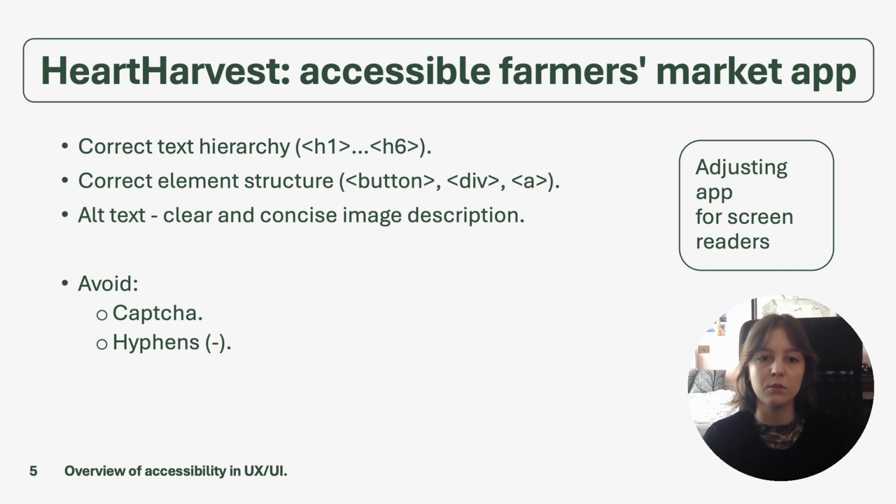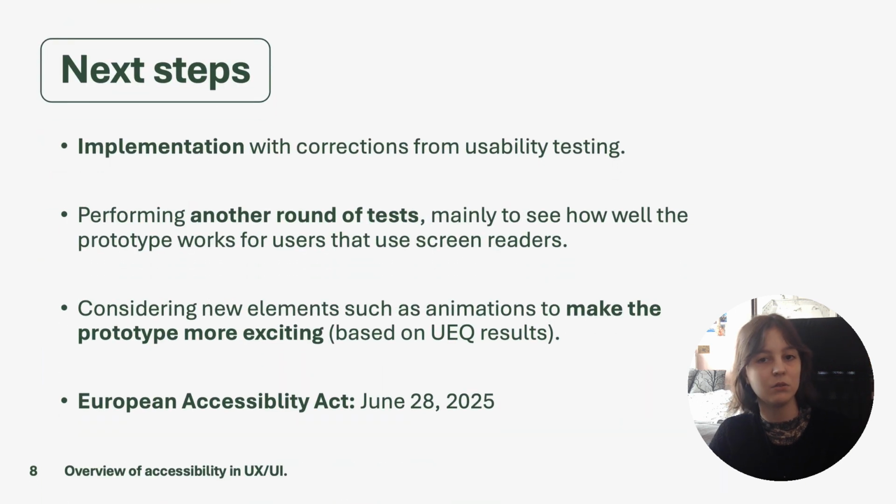The user also gave me some tips for how to adjust apps for screen readers from his own viewpoint. It's important that, if possible, we avoid CAPTCHA because it's very difficult for screen readers to interpret, and also avoid hyphens as much as possible because it can be difficult for the user to listen to. We also have to add alt text to our images, which ensures that blind users can understand the content featured in the images.